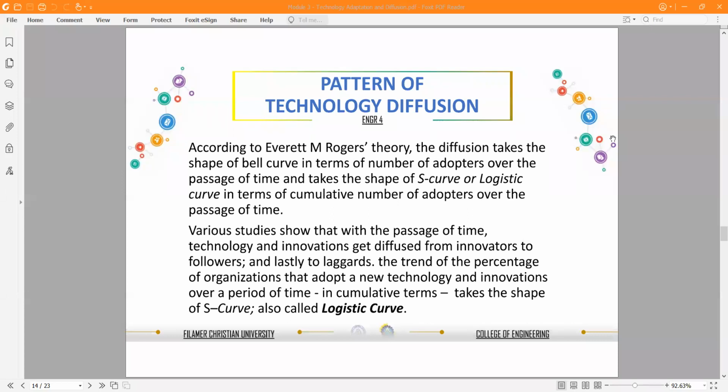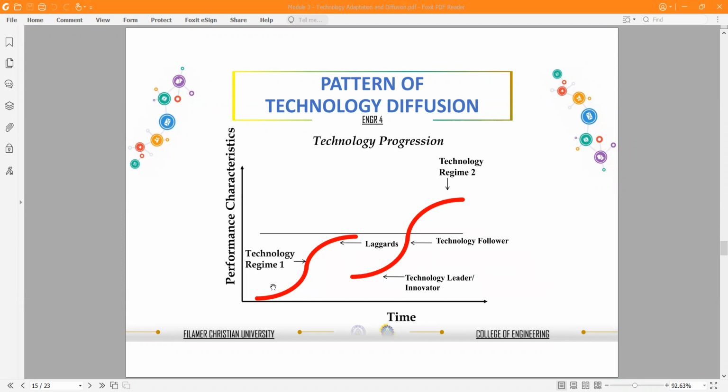Tawag natin. Various studies show that with the passage of time, technology and innovations get diffused from innovators to followers, and lastly, to laggards. So the trend of the percentage of organizations that adopt a new technology and innovations over a period of time, let's say in cumulative terms, takes the shape of S-curve, or also called logistic curve. Tawag natin. So ano ba to? Ito siya. You have your S-curve here.